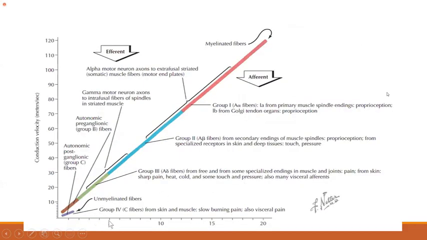As the diameter of the axon increases, the conduction velocity also increases proportionately. Therefore, larger fibers are expected to have higher conduction velocities.